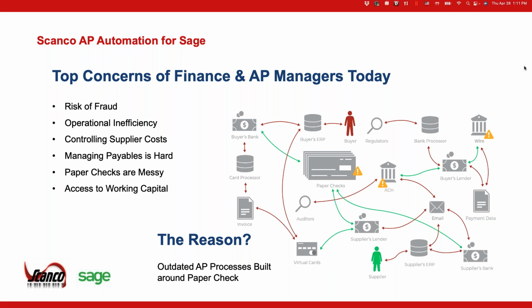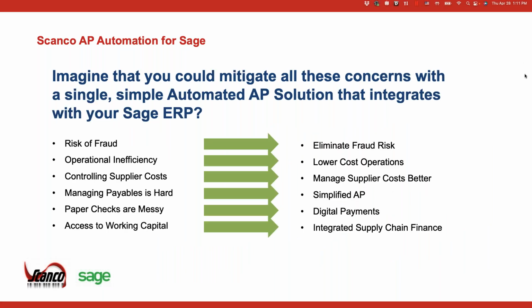Risk of fraud through paper checks, operational efficiency. How can you run AP more efficiently? How can you better control your supplier costs? Just difficulties in managing payables. And last, getting access to working capital when you need it, which is all very relevant to what Ross was just talking about. And the primary reason for that is really outdated AP processes that are built around a paper check ecosystem. And surprisingly, in North America today, of the 40 trillion that is spent between businesses, buyers, and suppliers every year, it's double the GDP, just the amount of money that's moving.